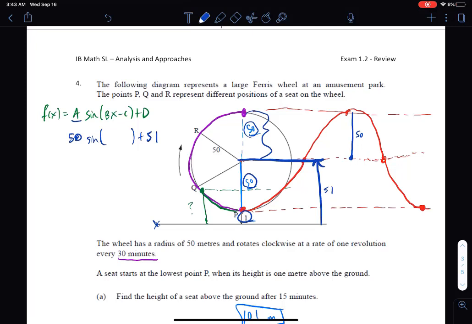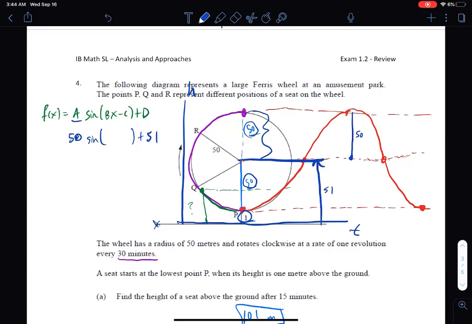Now, the period. Remember that this y-axis here is a height. And this x-axis here is time. So when you measure the period, you're always looking at the variable on the x-axis, and that's time. So the period is just the period of time that you go one revolution on the Ferris wheel. Because after a revolution, the whole pattern starts over again.